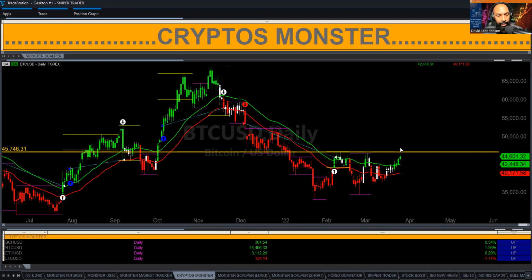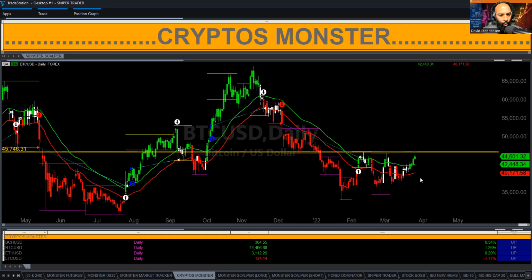But it looks good to push through and break that resistance. Okay, so it's too early to get a buy signal, but we should see it get above this resistance, get above perhaps 50,000.